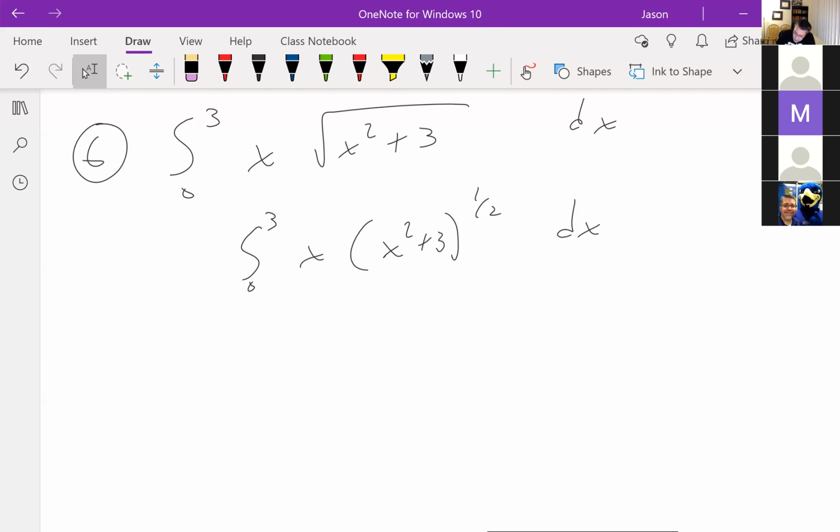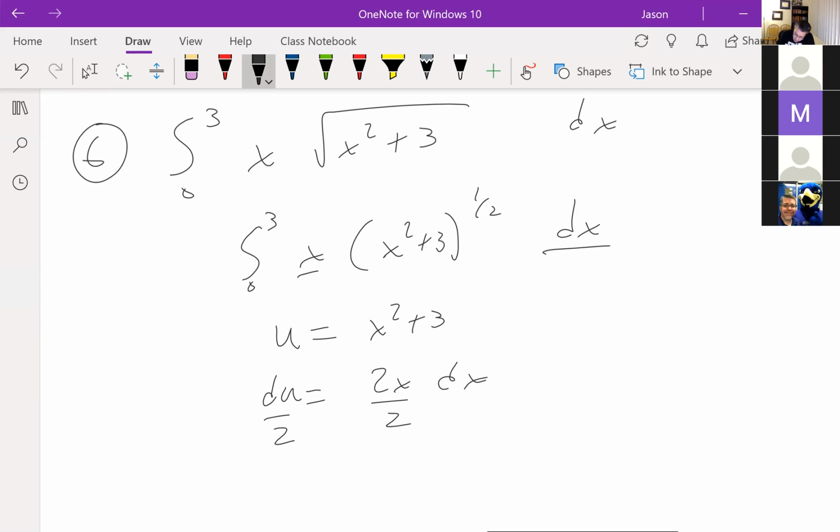Anyway, okay, what's the u going to be here? u is x squared plus 3. And so du is equal to 2x dx. Okay, very similar to what we've seen before. We don't have the 2 though. So we do have the x and we do have the dx. So I can divide by 2, and I get du over 2 is equal to dx.